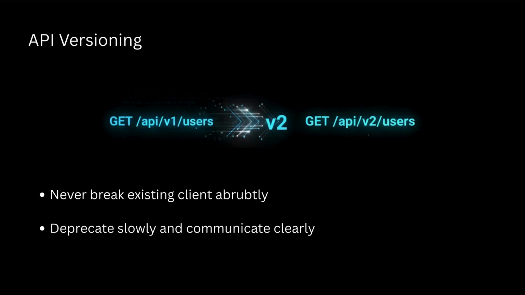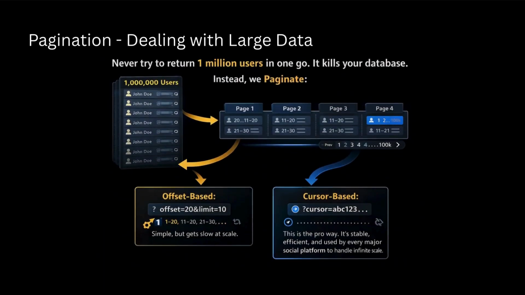One other important thing we should remember while writing APIs is that we should never try to return 1 million users in a single API response. It overloads memory, stresses the database, and increases latency. Instead, we should paginate. There are two kinds of pagination: one is offset based and one is cursor based. Offset based is something like offset equals 20 and limit equals 10, for example. It means that we skip 20 records and return the next 10. This is simple and easy to implement, but at large page numbers, the database still scans everything before it, which makes it slow at scale.